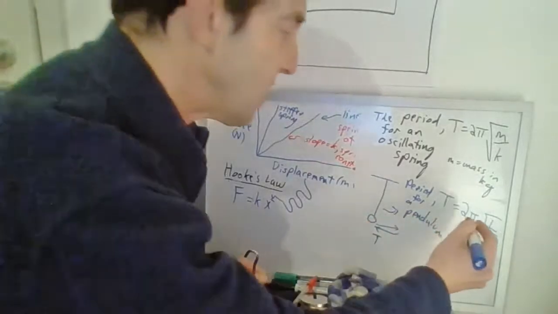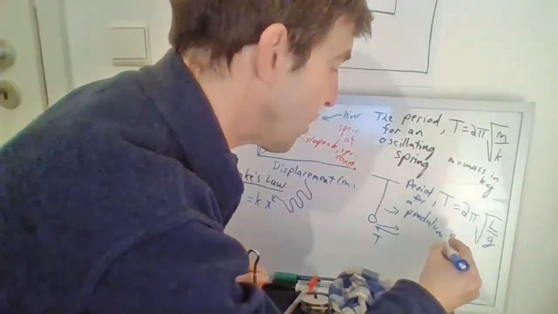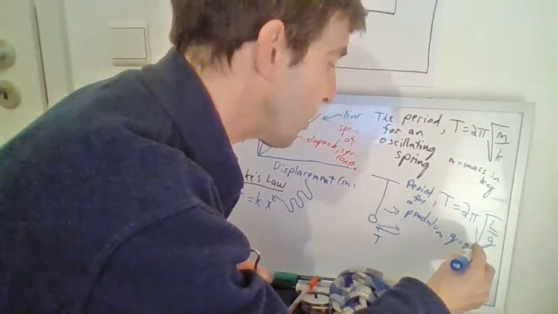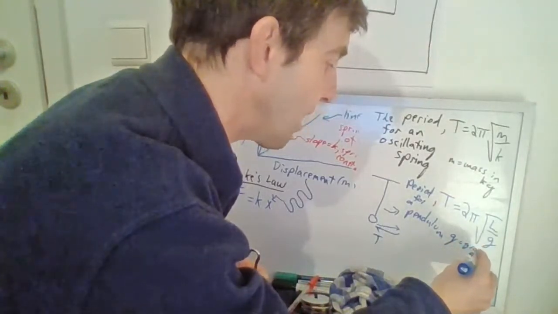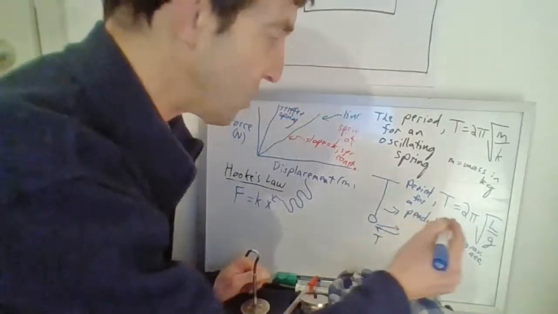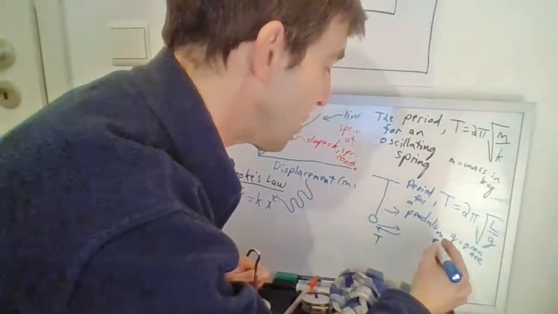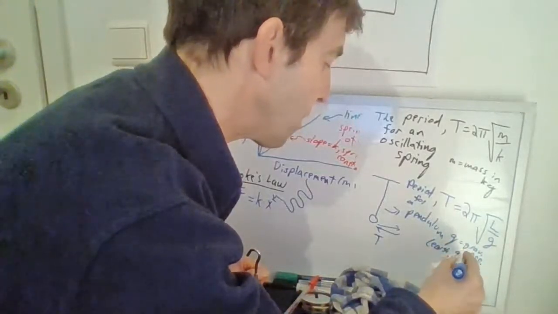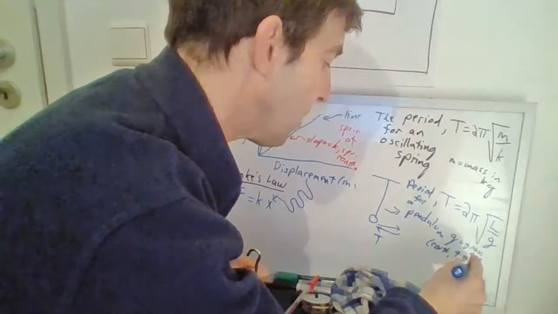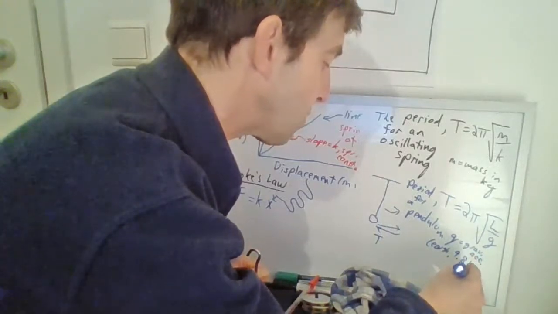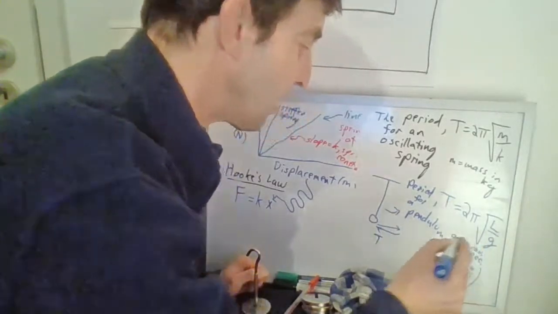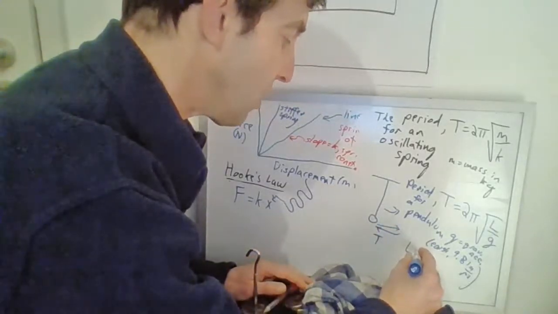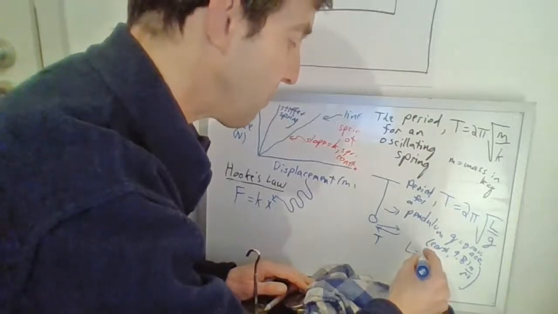So for g, it's the gravitational acceleration. And we know what that is on Earth, right? So 9.81 meters per second squared. So Earth, 9.81, what we dearly love, meters per second squared. And L is the length of the pendulum in meters.